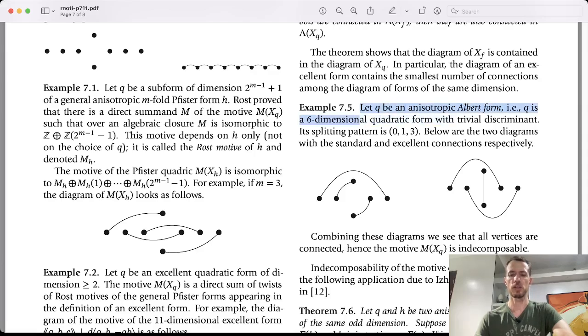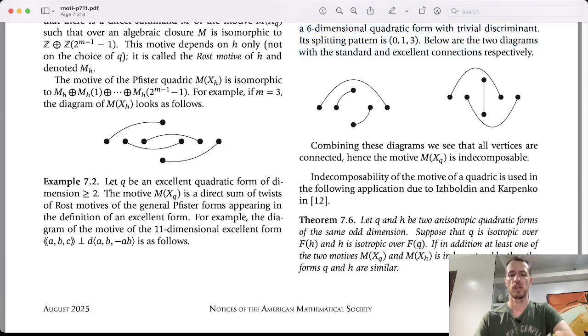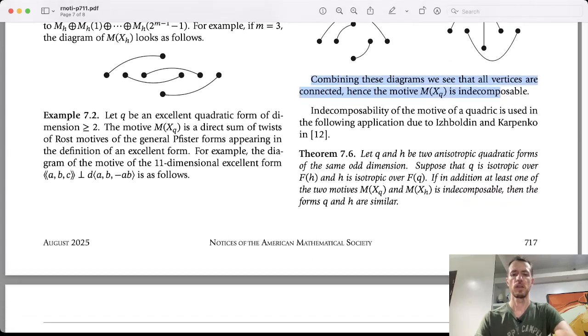Example: let Q be an anisotropic Albert form, i.e. Q is a 6-dimensional quadratic form with trivial discriminant. Its splitting pattern is 0, 1, 3. Below are the two diagrams with the standard and excellent connections respectively. Combining these diagrams, we see that all vertices are connected, hence the motive of X_Q is indecomposable.